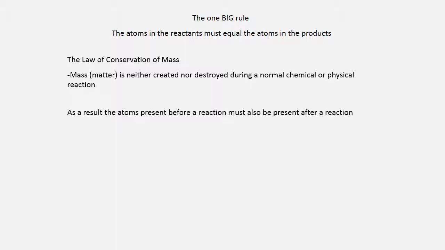This is the case because of an important law of physics called the law of conservation of mass. The law of conservation of mass says that mass, so matter, is neither created nor destroyed during normal chemical and physical reactions. The only exceptions are extreme circumstances, like the creation of the universe. As a result of this law, whatever matter is present before a reaction must also be there after. So every atom involved in a chemical reaction must be accounted for in the chemical equation.